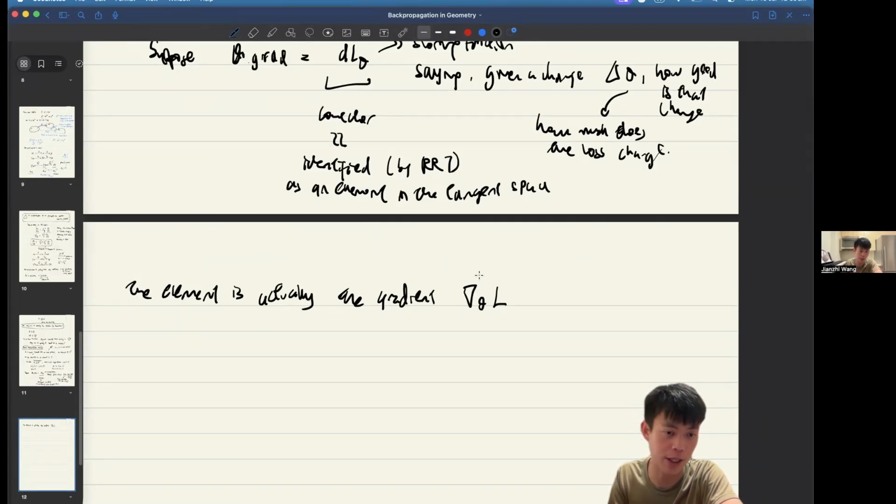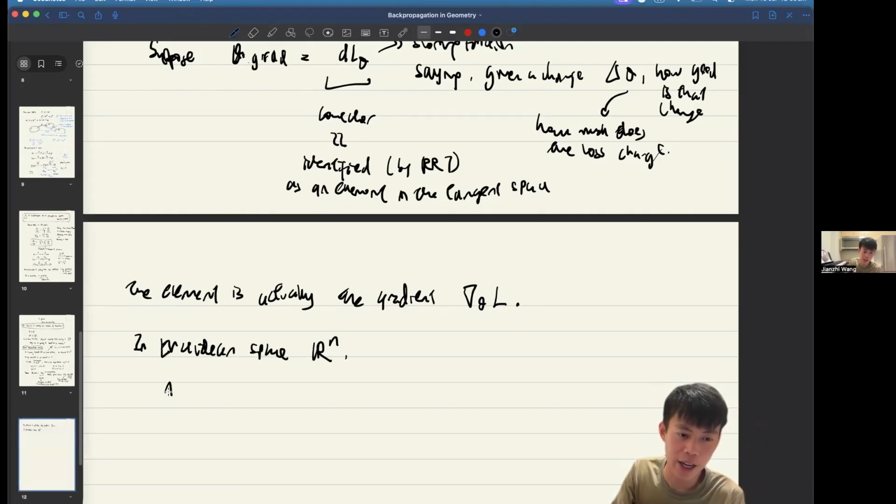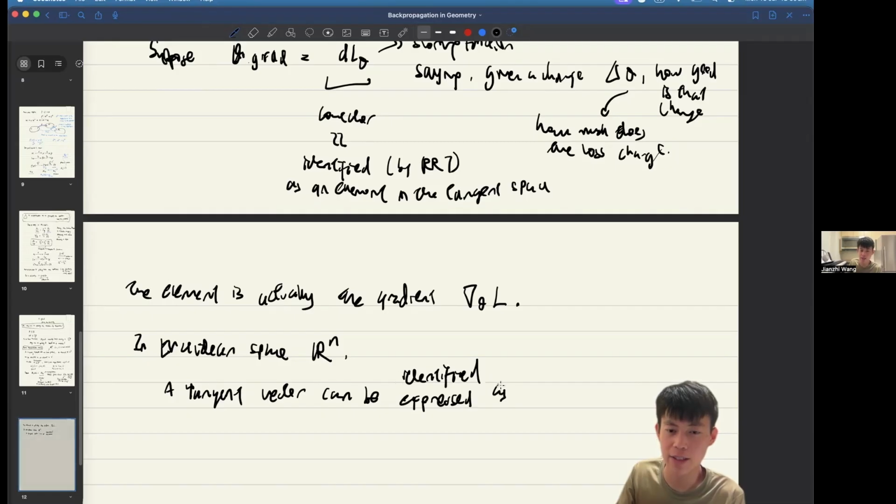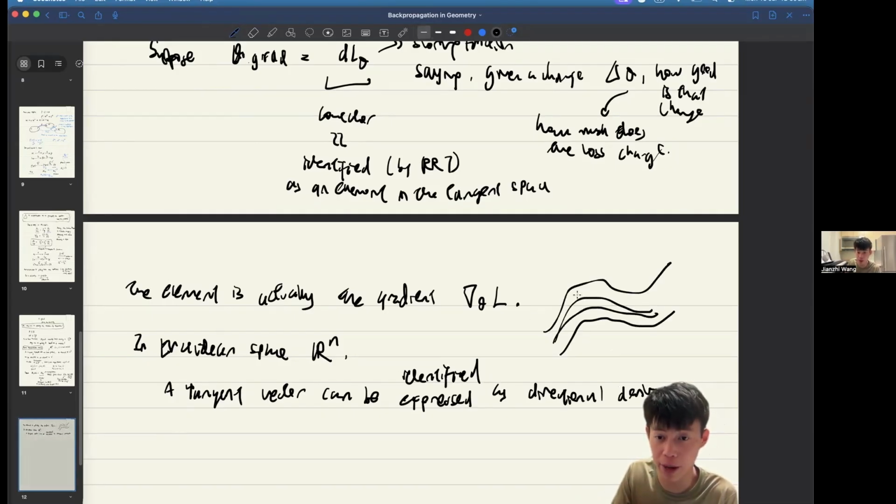I don't like to hand wave a lot of stuff, but in Euclidean spaces, let's say Rn, a tangent vector can be expressed or identified as directional derivatives. Does that make sense? So let's say we are on a manifold. Let's say we are at this point. There is definitely going to be some tangent plane over here, and we can express the directions in terms of the directions to take the directional derivative.